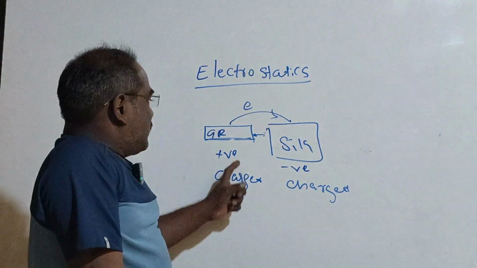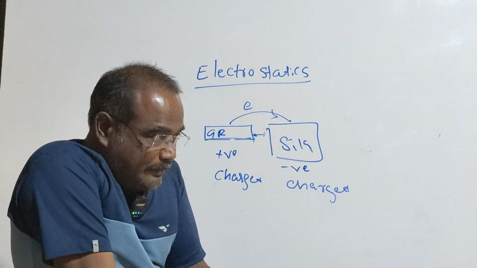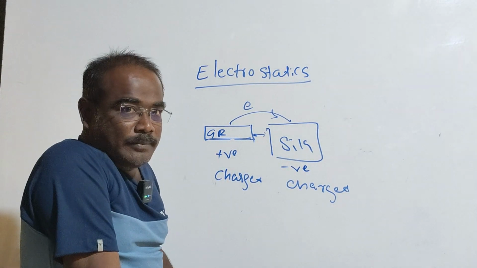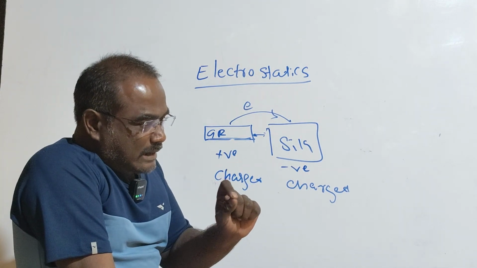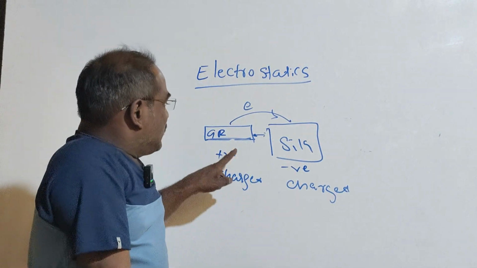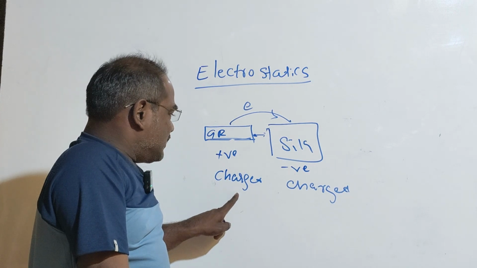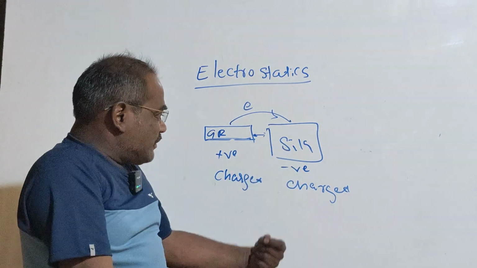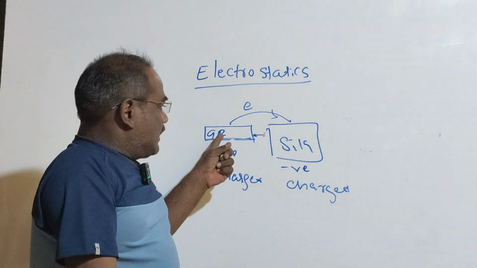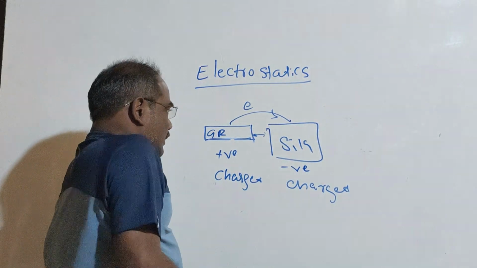My dear friend, during the process of electrification by means of rubbing, the charges are transferring from one body to another body. If the charges are transferring from one body to another body, then only they will become charged. The body which loses the electron becomes positively charged. The body which receives the electron becomes negatively charged because an excess number of electrons takes place. This is called electrification.